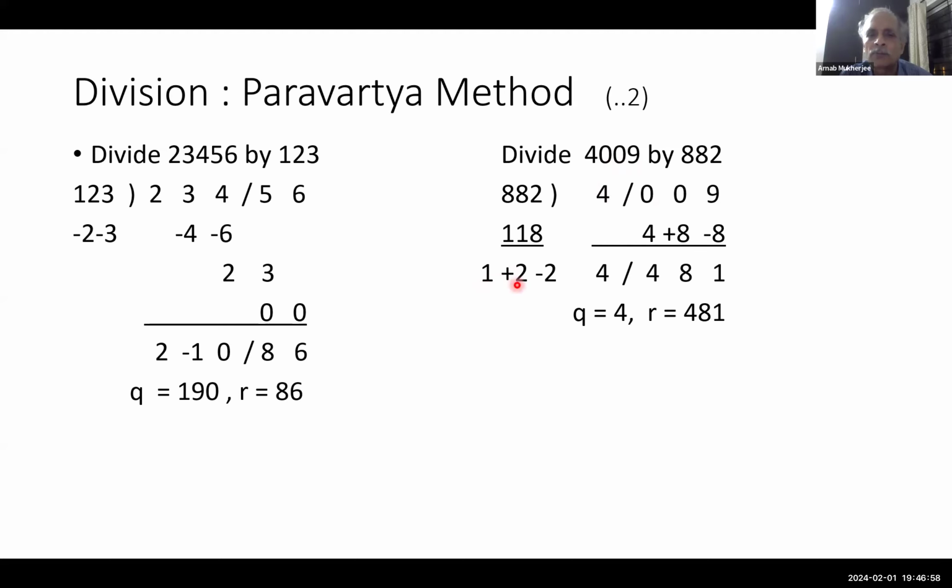4 into 1, 2 minus 2 is 4 plus 8 minus 8. 9 minus 8 is 1. 0 plus 8 is 8 and 4. So 4 here, 4 and 480.